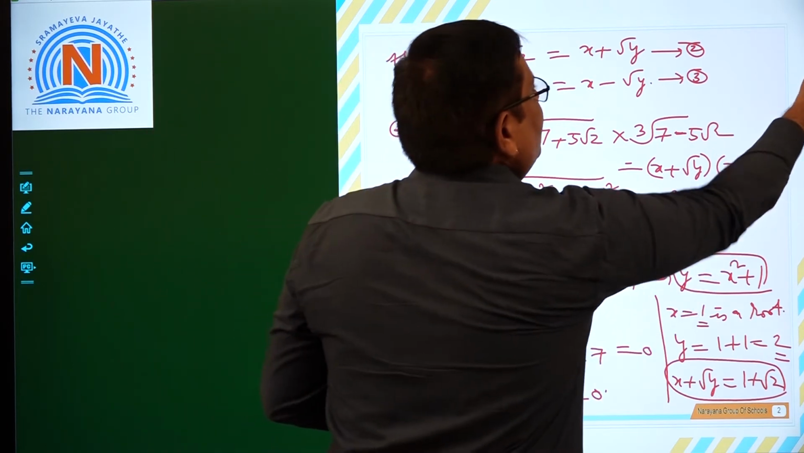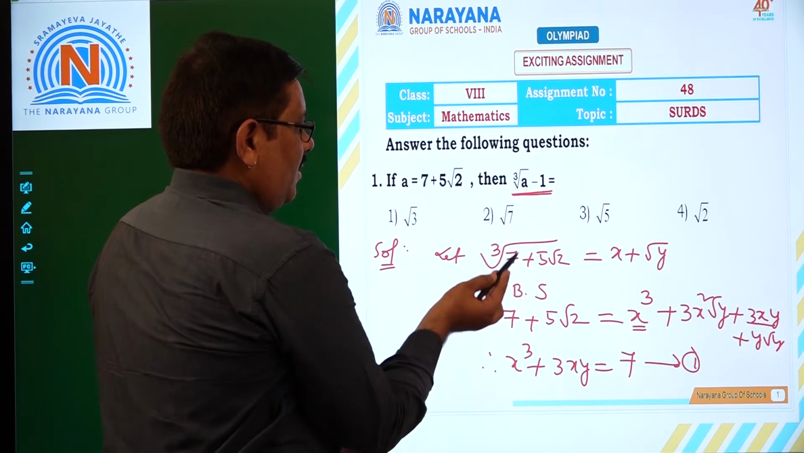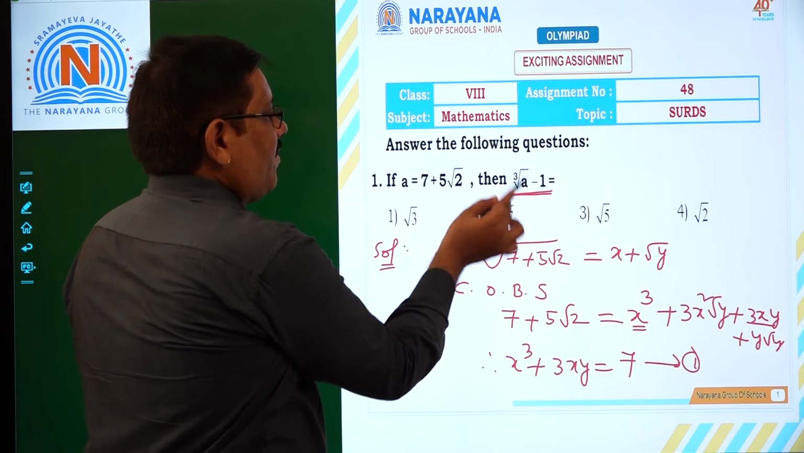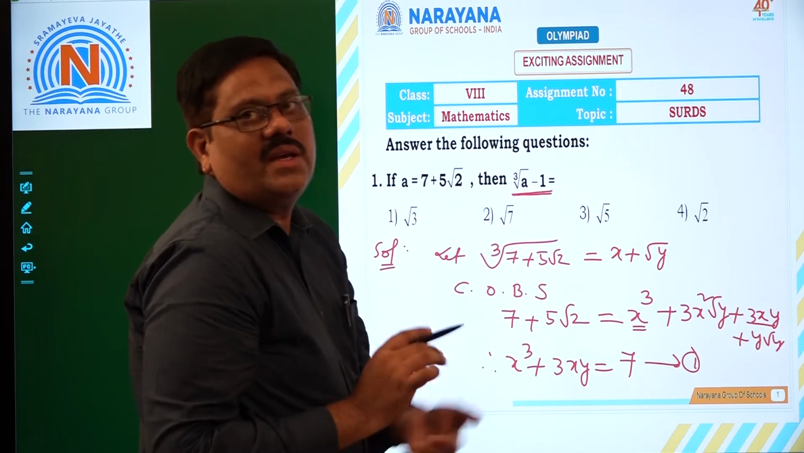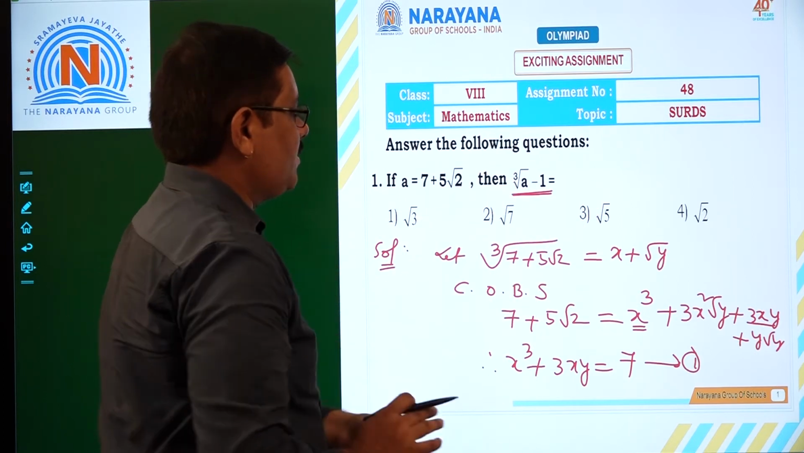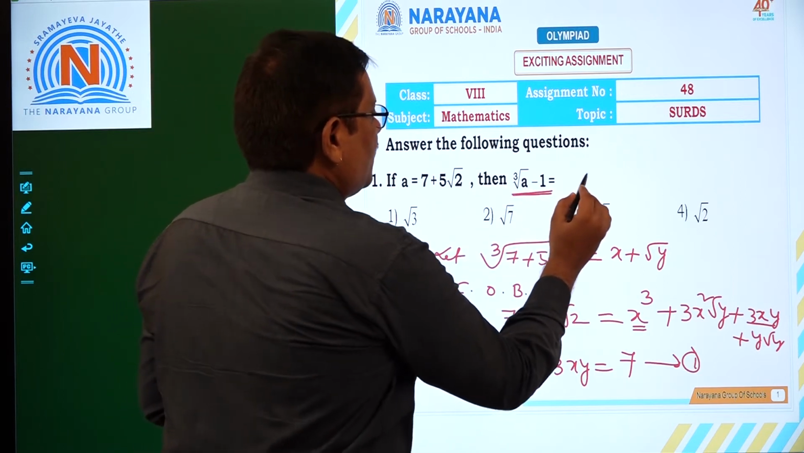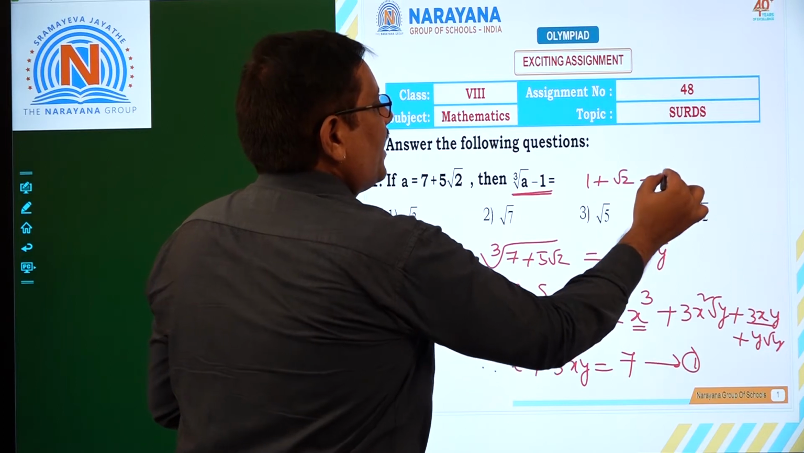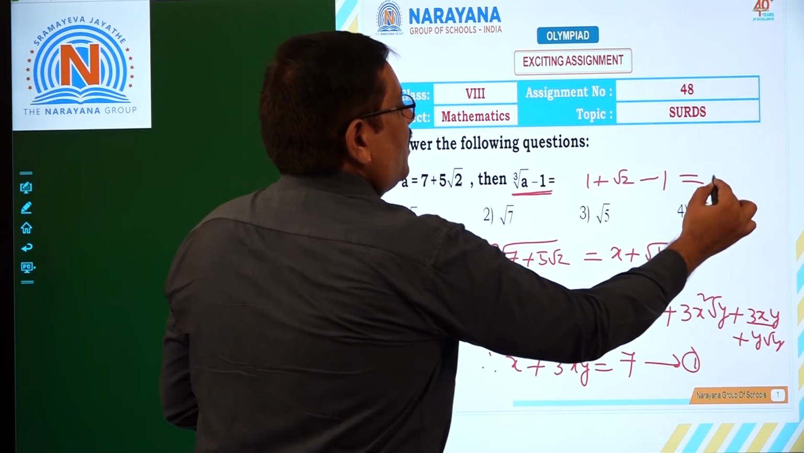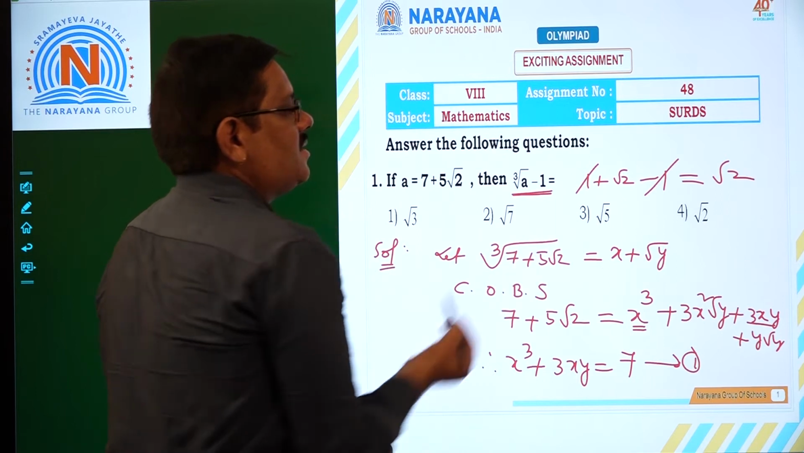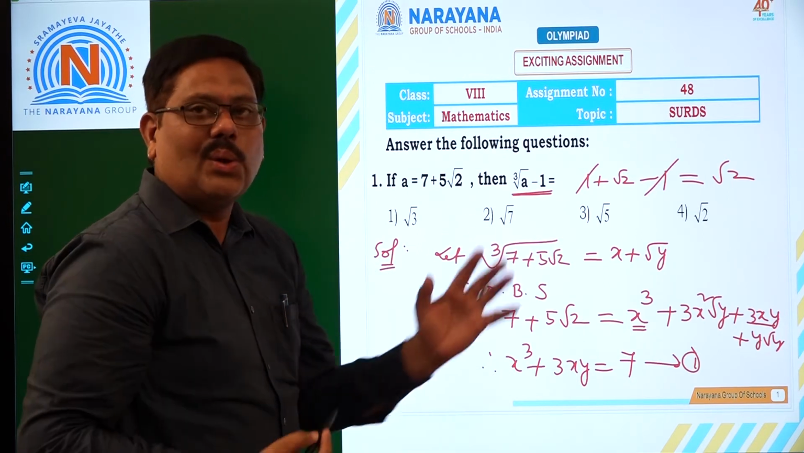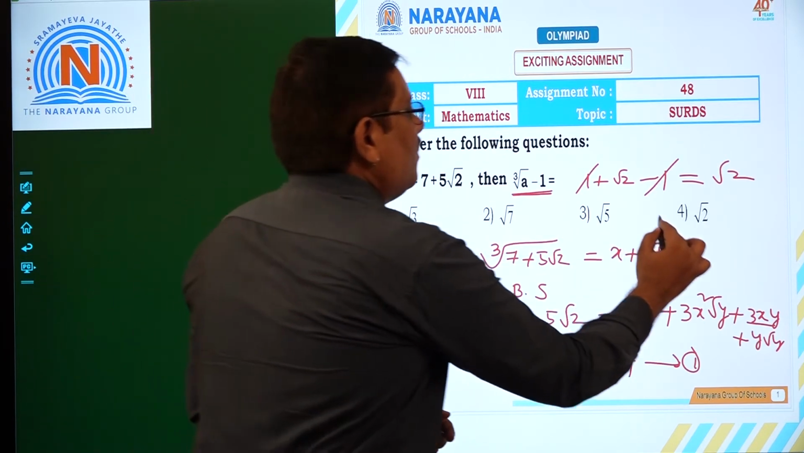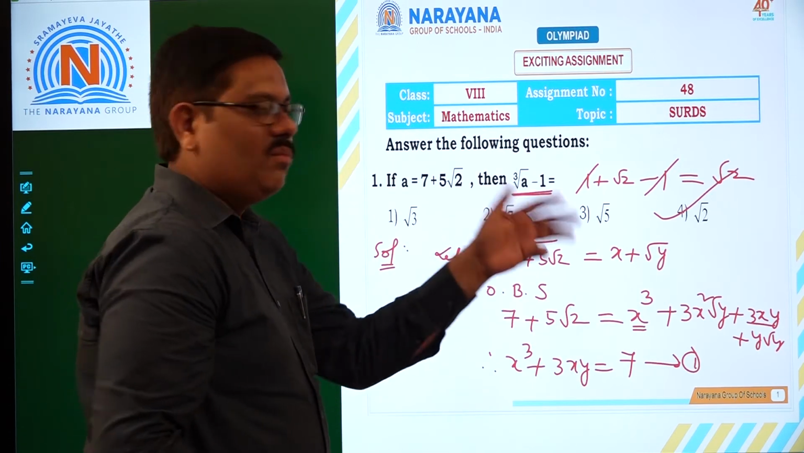But here in the question, what is asking me? X plus root y is nothing but cube root of a value. But cube root of a minus 1 he is saying. Cube root of a minus 1 is nothing but we have got cube root of a is 1 plus root 2 and again minus 1. That is going to be root 2 because minus 1 and plus 1 cancels. So finally the answer is root 2 for us. Root 2 is nothing but fourth option. Okay. Now we move to the next question.